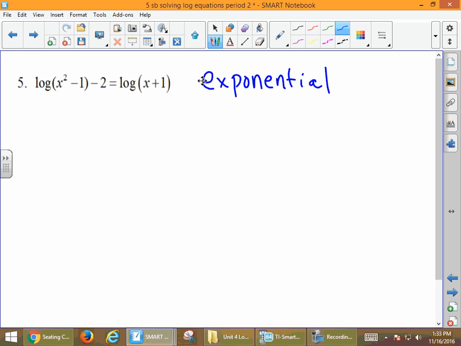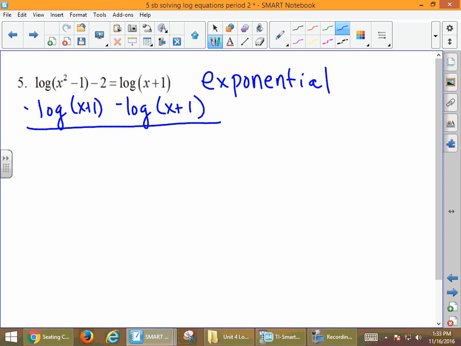So when we're working with this problem, what we want to do is rearrange it in a little bit better format so that we have the logarithms on one side of the equation and everything else on the other. So when I rewrite this problem, I'm going to subtract log of x plus 1 from both sides. And even though I'm not going to show my work on this, we end up with log of x squared minus 1 minus log of x plus 1.